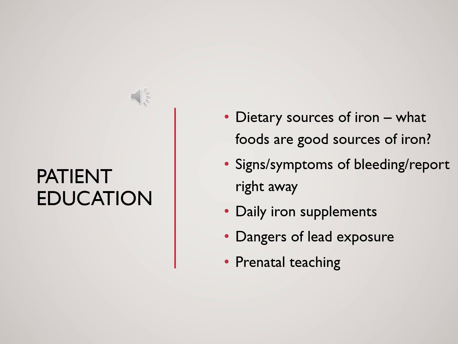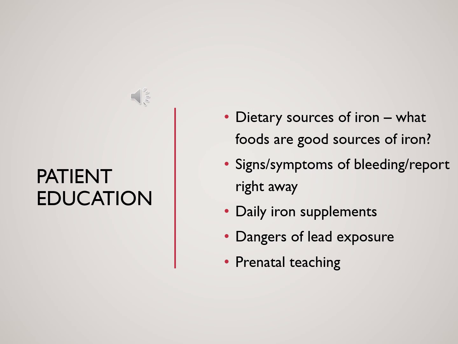So our good sources of dietary iron are going to be red meats, green leafy vegetables like spinach, broccoli, and peas, beets, dried beans, iron fortified cereals and breads, and cream of wheat.